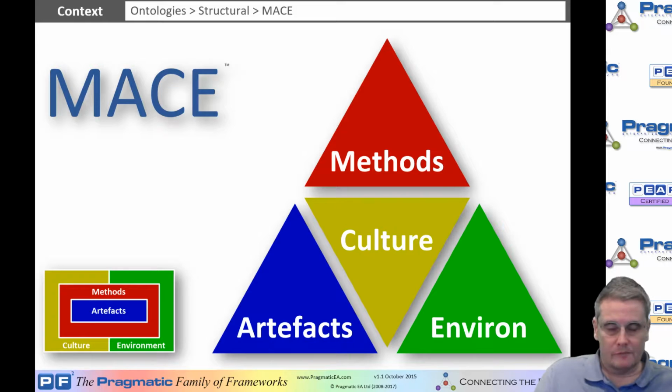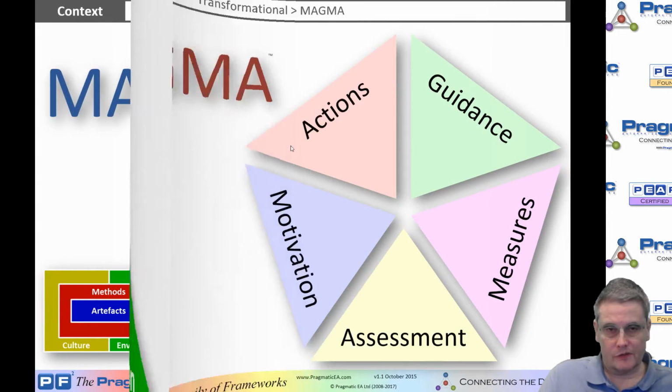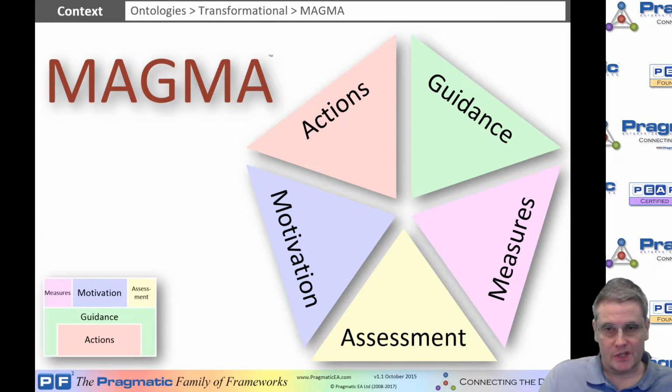So in terms of the structure of things, people are used to structure, especially architects, because architecture is all about the fundamental structure of something. However, I've also introduced something called Magma, which deals with a very high level view of types of information in relation to transformation. So not the structure of something, but in terms of changing something.